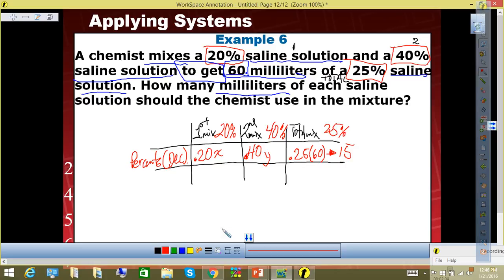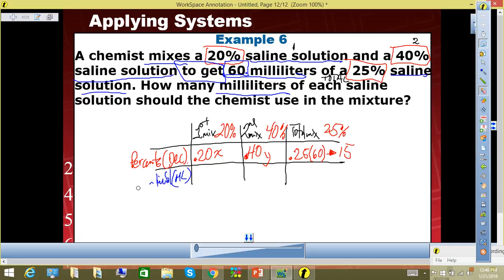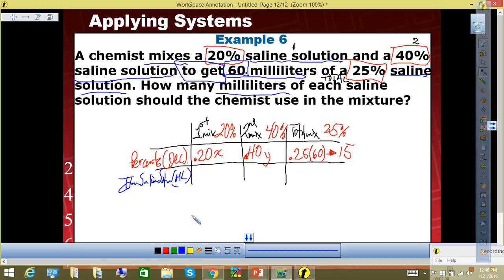All right. So now that we have the percentage and we converted them into decimals, now we're going to the second row. This one is the item type. What kind of items are we talking about? Saline solution. And here we're talking about milliliters. Item. Okay, let me rewrite this. Item, saline solution.